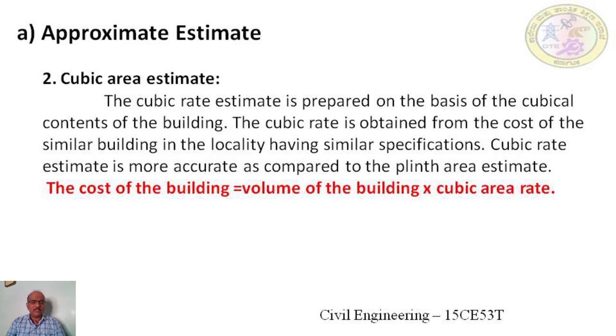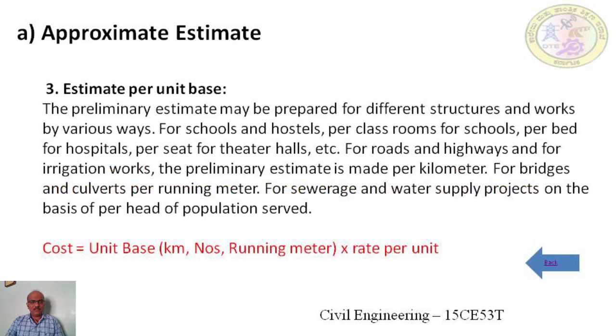This cubic rate estimate is more accurate as compared to the plinth area estimate, because the height of the building is also considered in preparing the estimate. In the third approximate estimate, the estimate per unit base, the preliminary estimate may be prepared for different structural work in various ways. For schools and hostels, the preliminary estimate is done depending upon the number of rooms to be constructed.